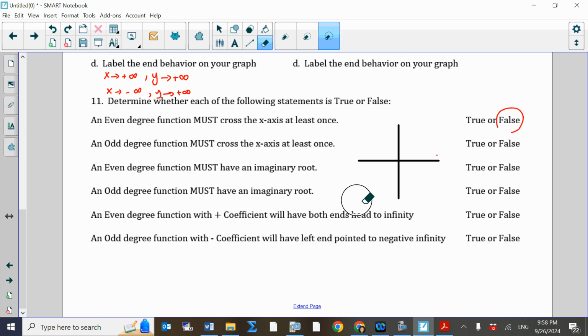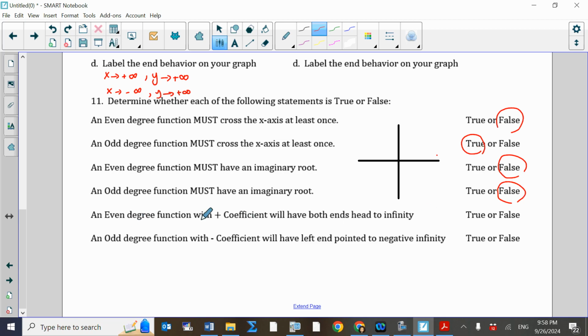Anyway, we have to cross at least once, so this is true. Even degree function must have an imaginary root. This is not necessarily true. Sometimes it has imaginary roots, sometimes it doesn't, so false. An odd degree function must have an imaginary root. Again, not necessarily. Sometimes has, sometimes not.